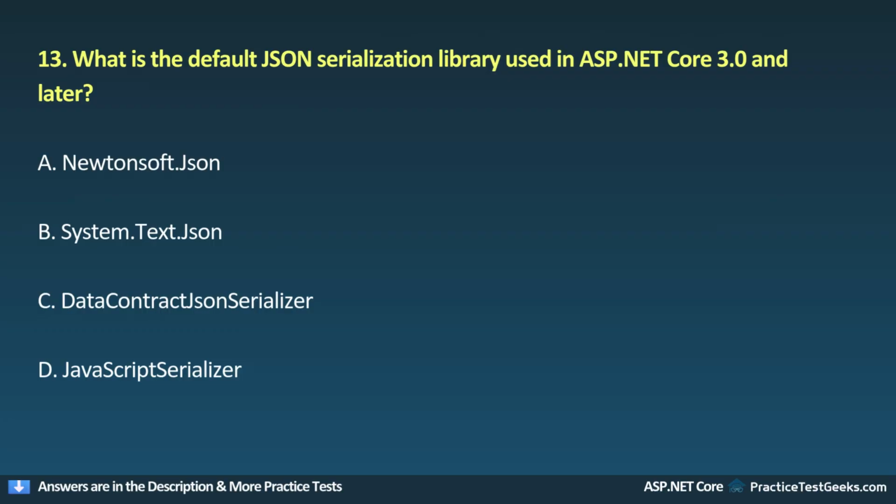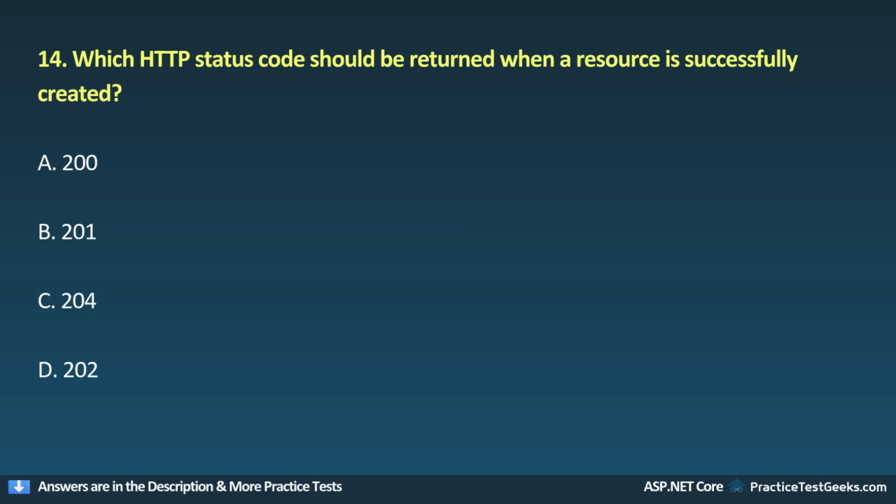13. What is the default JSON serialization library used in ASP.NET Core 3.0 and later? A. Newtonsoft.Json. B. System.Text.Json. C. DataContractJsonSerializer. D. JavaScriptSerializer. 14. Which HTTP status code should be returned when a resource is successfully created?